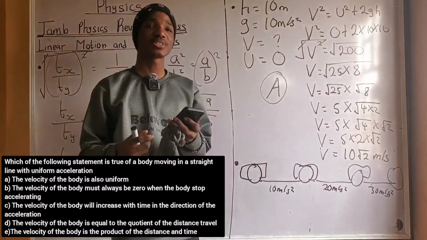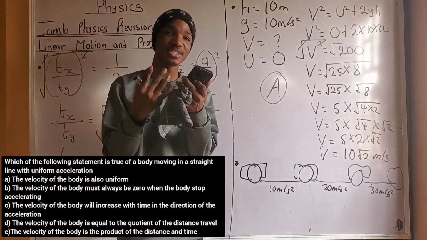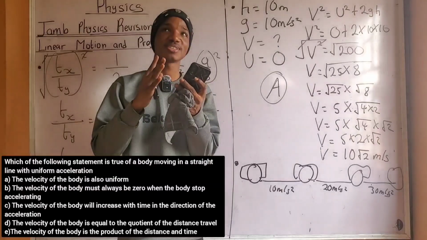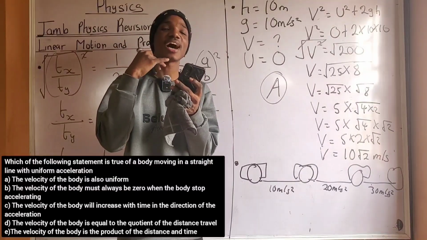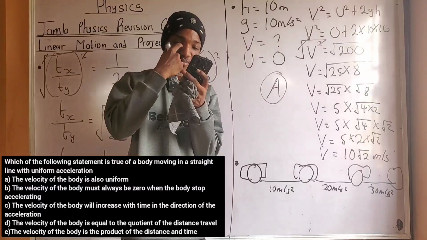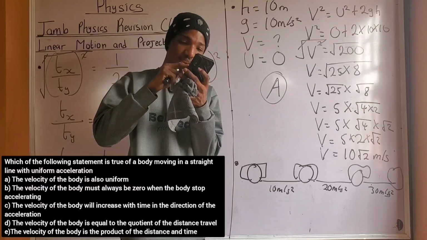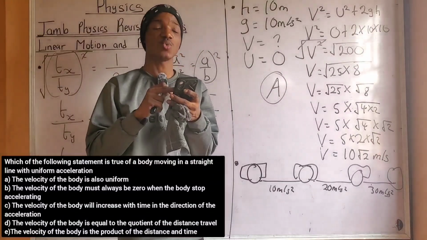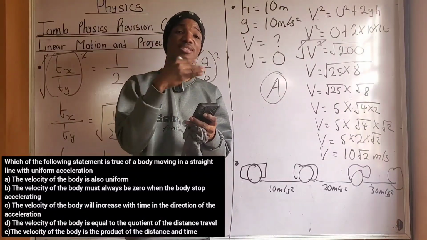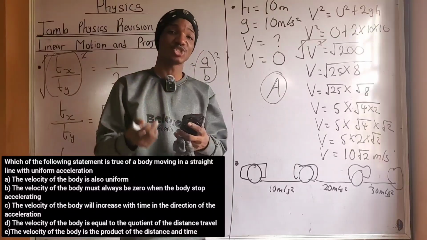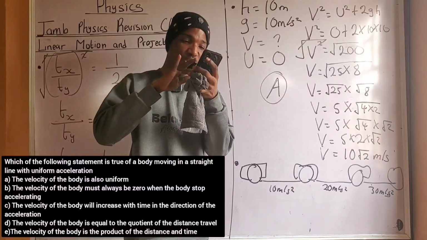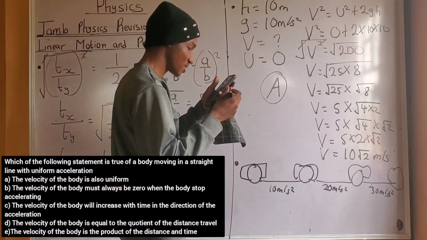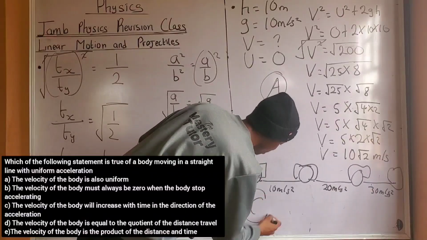Now, when the acceleration increases, what happens to the velocity? Velocity also increases. So that it is uniform doesn't mean it doesn't increase. Are you getting it? Uniform simply means it increases at a constant rate. So now that means the correct option to that question is that the velocity will increase with time in the direction of the acceleration. Why? Because acceleration tells us how fast the velocity of an object is changing. So the correct option to that question is option C. Yes, option C is correct.